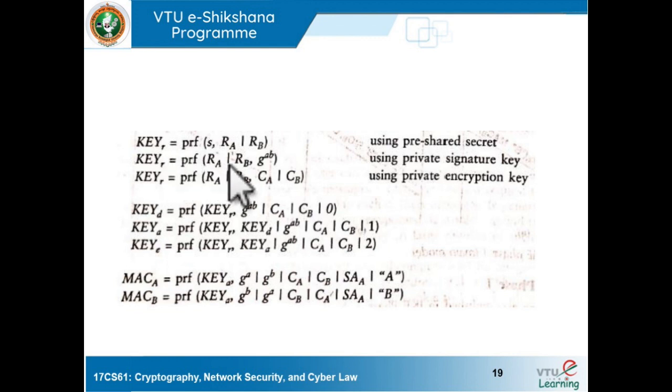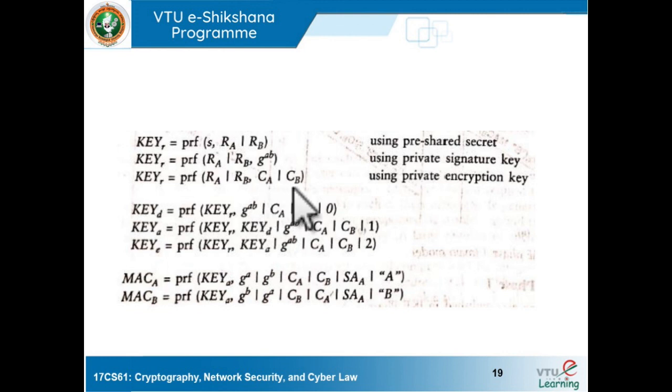Now the calculation of root key when using a private signature key is a little bit different. Over here a pseudo-random function is applied over the nonce generated by A and generated by B, along with a parameter called g raised to AB. This is a Diffie-Hellman parameter. Similarly, when using option 3 wherein we are using a private encryption key, even in that case the generation of root key is different as compared to the other options. Over here a pseudo-random function is applied over the two nonces and the two cookies.